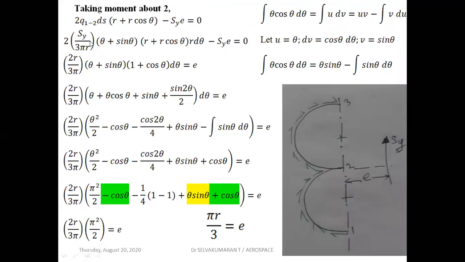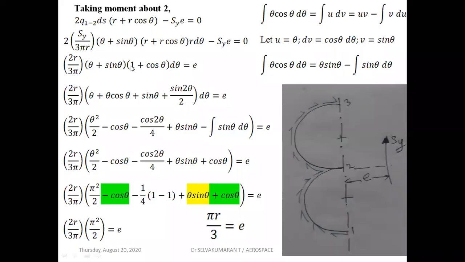So the two Sy will get cancelled, and simplify it further. This is the reduced form. Okay, we have to integrate it. I forgot to put the integration sign, so it is integration 0 to pi. If you just multiply with this, theta cos theta and sine theta plus sine theta cos theta, which is nothing but sine 2 theta divided by 2.